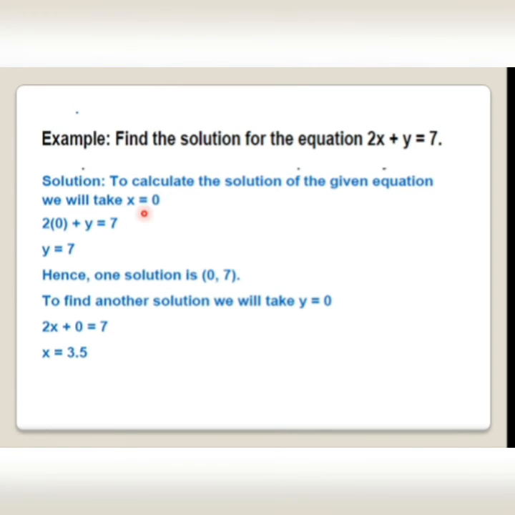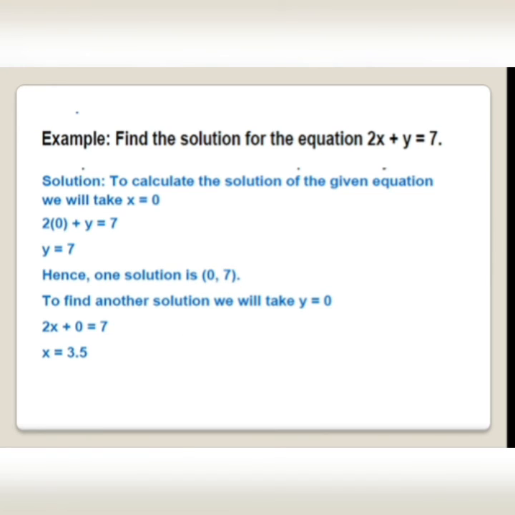Just see. What are they saying? We have the equation, so we will assume x equals 0. So just put x equals 0. We have assumed. You can take x equals 1, x equals 2, whatever you want. I have taken x equals 0 for my convenience. 2 into 0 plus y equals 7. We will solve, y equals 7 will come. So my point will be x equals 0, which I assumed, y equals 7, which it came out.